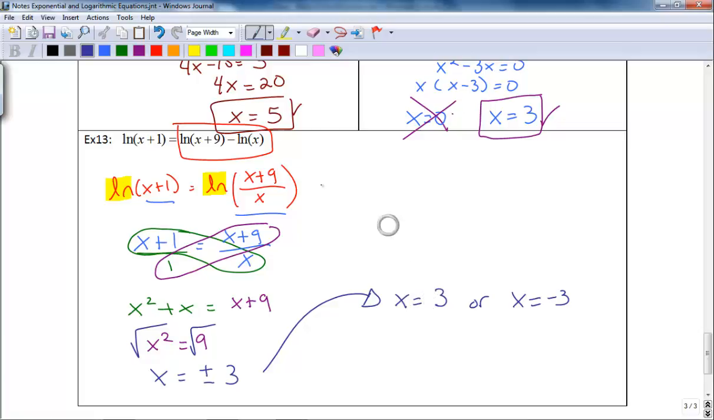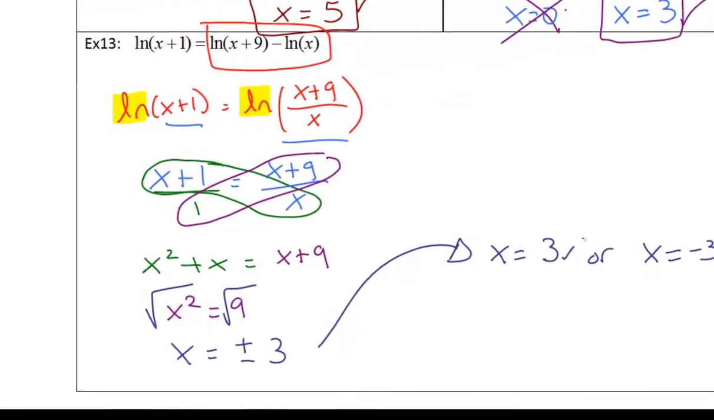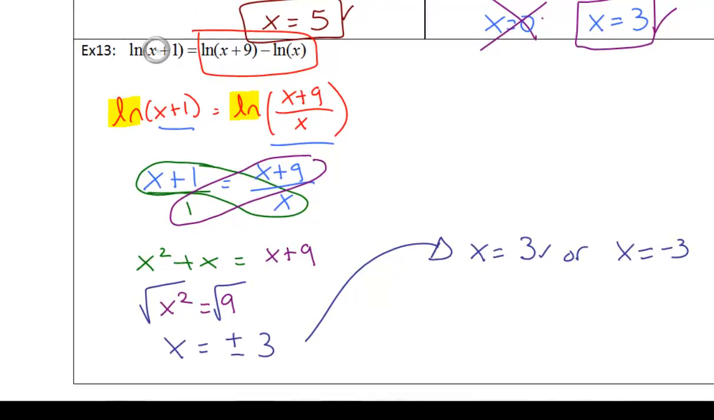The first one, let's plug 3 in here. 3 plus 1, is that a number that's less than or equal to 0? No, because that's 4, and 4 is bigger than 0. 3 plus 9, that's 12. 12 is bigger than 0. We're okay. Last one, 3. 3 is bigger than 0. So this number works, and we don't have an issue with that number. What about negative 3? If I plug negative 3 into this argument, negative 3 plus 1 is negative 2. Is that a number that's less than or equal to 0? Yes. So I must discard negative 3, and my only answer here is x is equal to 3.